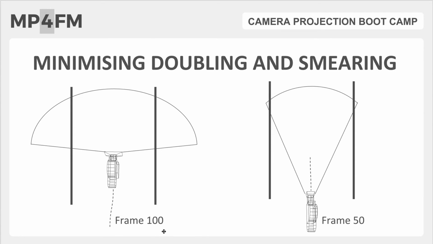Or you could go to frame 100, which is later in the shot sequence, and you open the focal length quite extremely. So the question is, which one of these is going to have the least amount of doubling and smearing? So let me show you some images here.